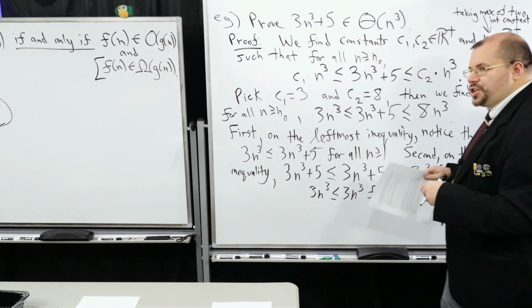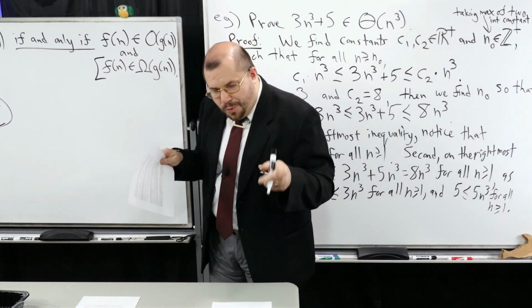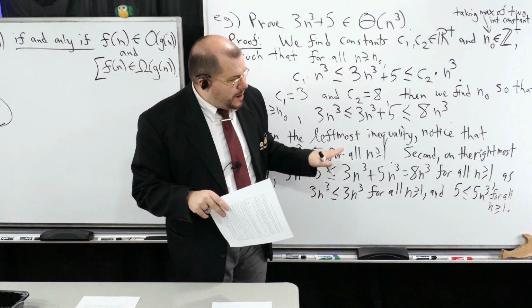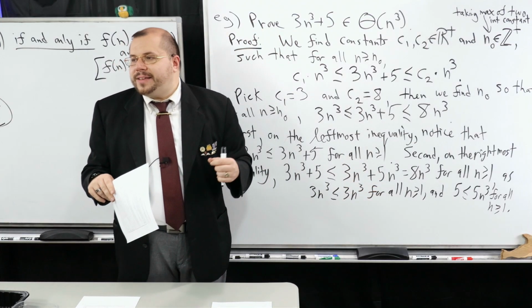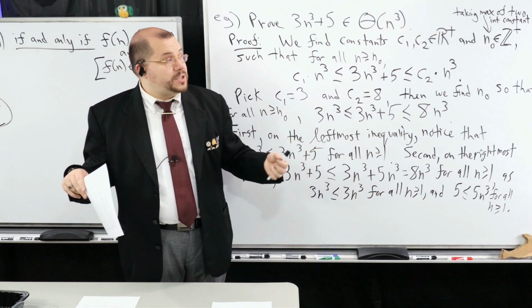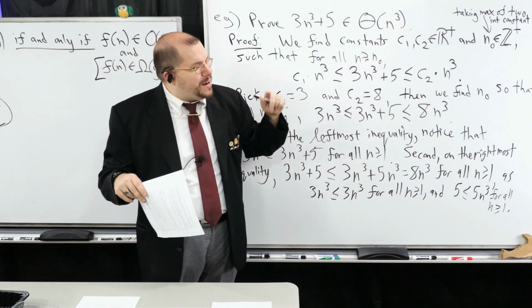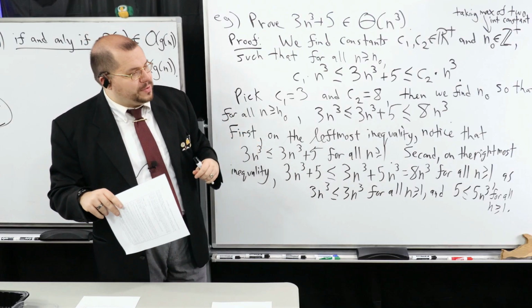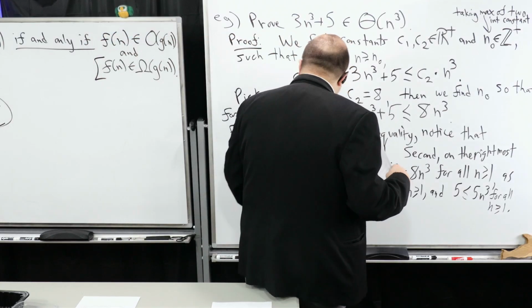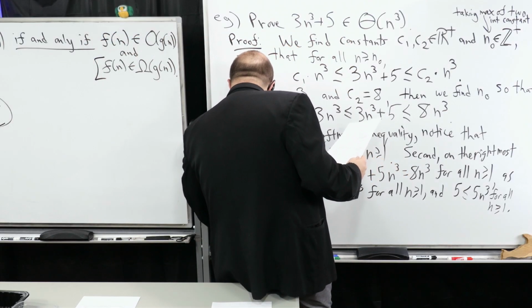So now that I've shown you that I have 1 for the leftmost inequality, I have 1 for the rightmost inequality, it means that if I take the largest of those values, which I must stress that if I wanted to have an n1 and an n2 instead of just a single constant like that, I would take the maximum of those two things. So in this case, I'm just going to choose n0 to be 1.